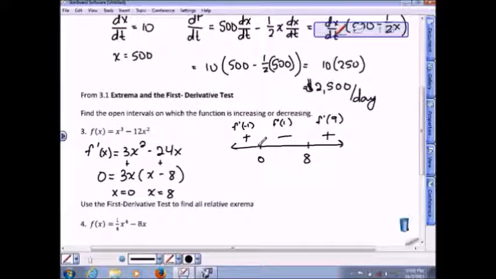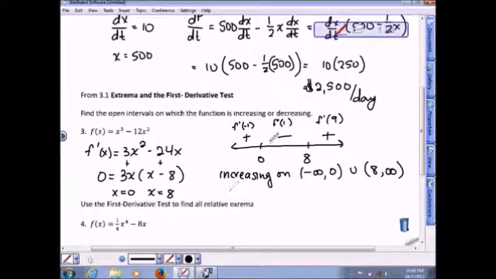What this means is any number that we would have chosen in this interval plugged into the first derivative function is going to yield a positive value. That means the function is increasing on this interval. Increasing on the open interval negative infinity to 0, and there's another interval right here from 8 to infinity. This region that's negative right here is where the function is decreasing. That means the tangent lines in that interval are going to have negative slopes because the function is decreasing. So it's decreasing on the interval 0 to 8.